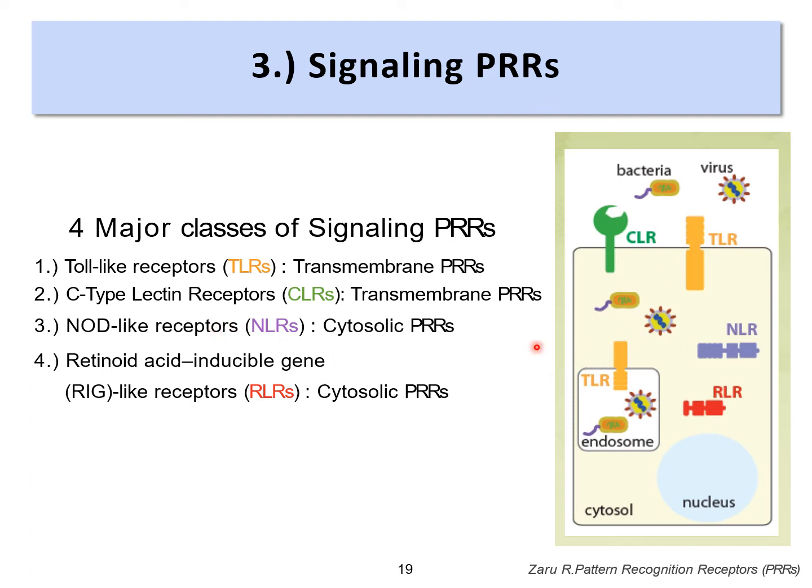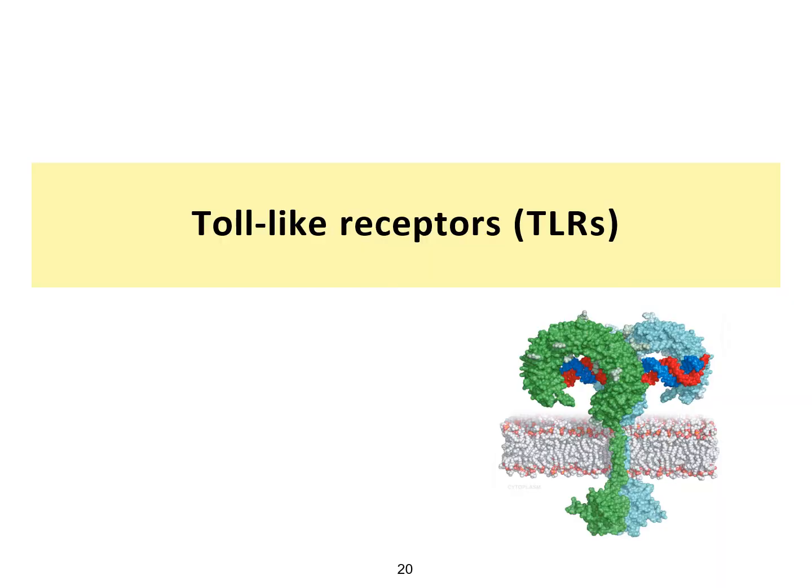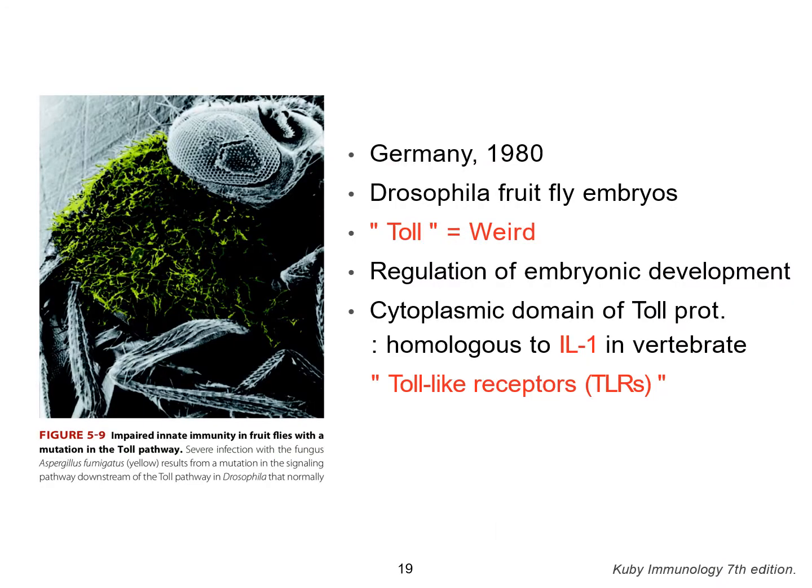This is a very important slide, so note this down. Four types of signaling PRRs: toll-like, C-type lectin, NOD-like, and retinoic acid inducible gene, that is RIG-like. So coming to the first one, toll-like.